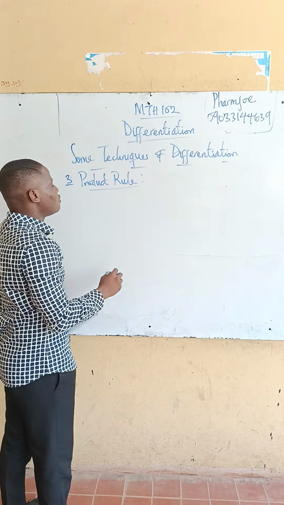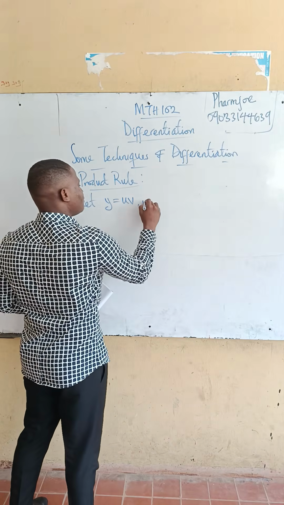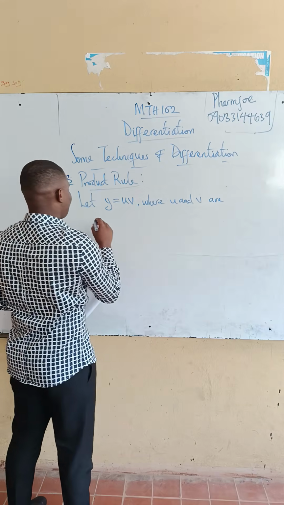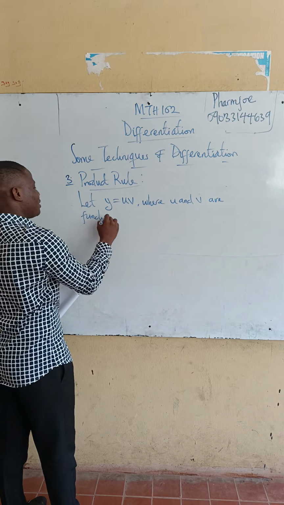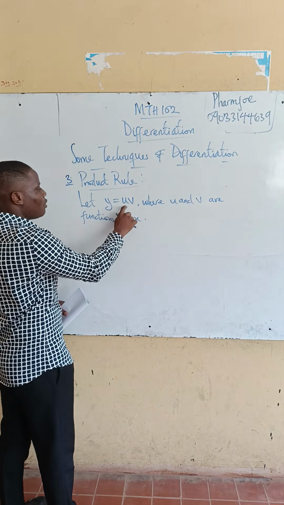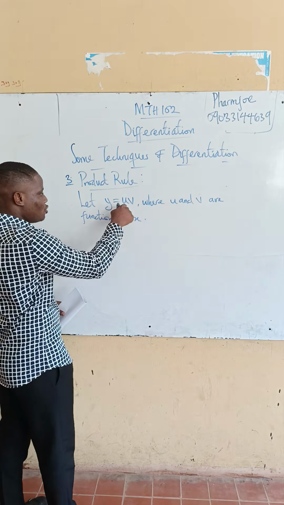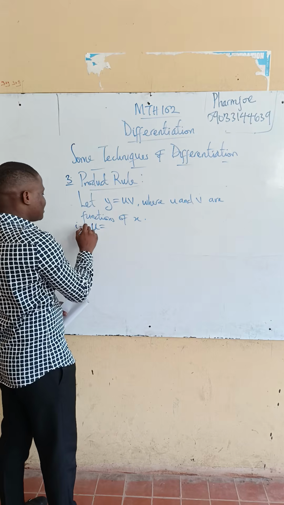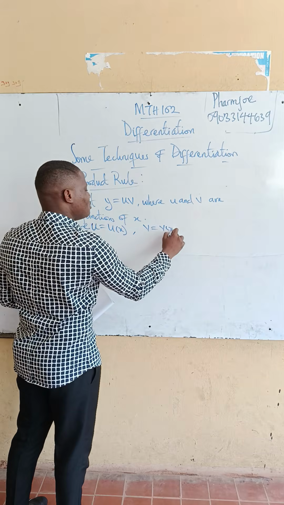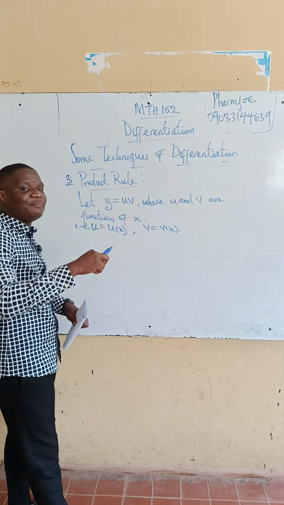Product rule. So let's assume that I have y equals u of v, where u and v are functions of x. So I have y as a function of two functions. This u is a function of x, v is a function of x. What I'm saying is that I can write u as u of x, and I can write v as v of x, such that here our x is the independent and our y is the dependent.